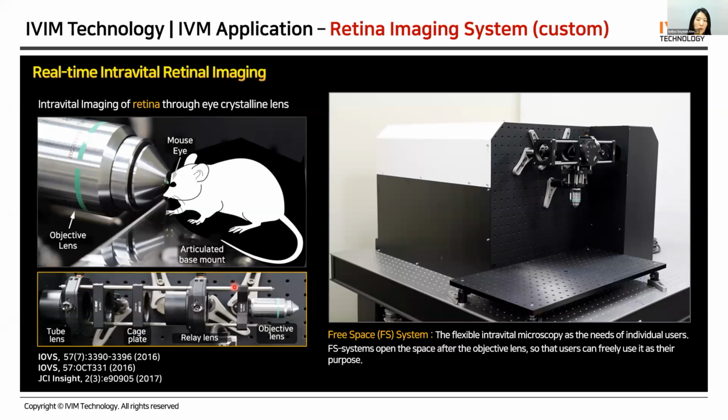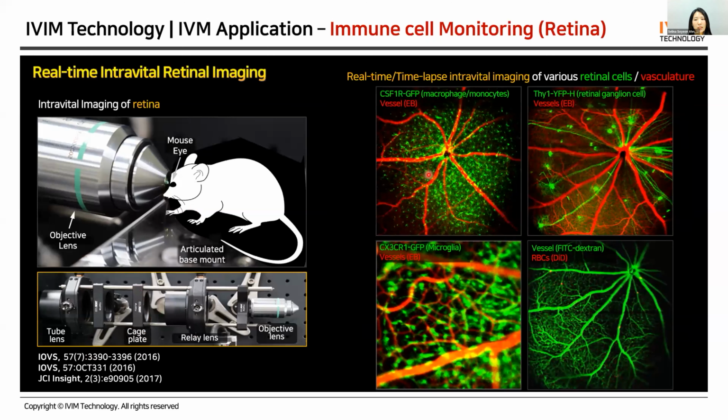And finally, for retina imaging, we customized the retina imaging system modified from the free-space system. As the mouse eye has its own crystalline lens inside, an additional optimized optic system is required for retina imaging, as shown in this picture. By utilizing the customized retina imaging system, we successfully visualized various cells, including macrophage, retinal ganglion cell, and microglia cell in vivo in the mouse retina.